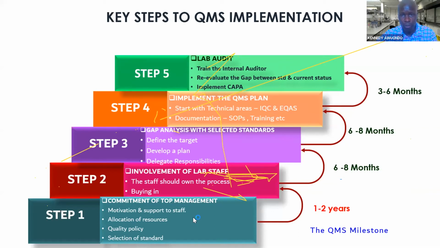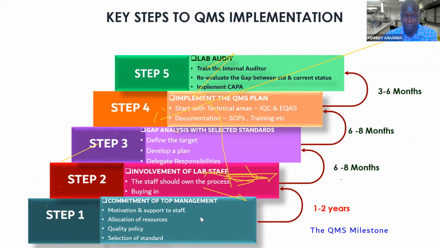Step number two probably might take you 6 to 8 months. It involves lab staff. The staff should own the process. If you're going to do it alone as a laboratory manager without involving the staff, you'll be wasting a lot of time. The staff should own the process, and you need a buy-in. Not everyone will come along with you, but if you get three quarters of the staff coming along, the rest will follow later.